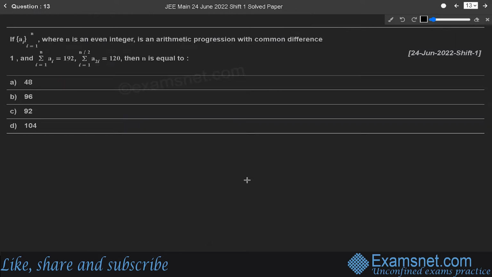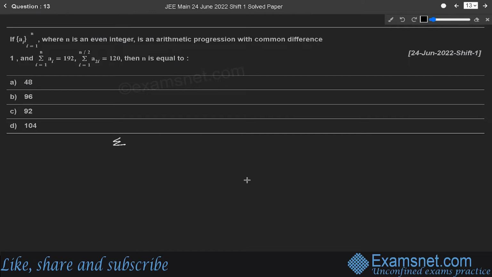Next question is a very, very interesting question. If a_i, where n is an even integer, is an arithmetic progression with common difference 1, and summation of i is equal to 1 to n, a_i is equal to 192, and summation of i is equal to 1 to n by 2, a_2i is equal to 120, then n is equal to. So for this given question, we have to find the value of n.